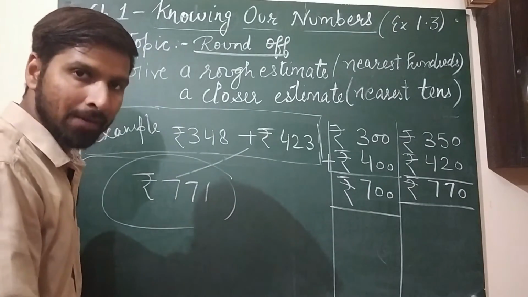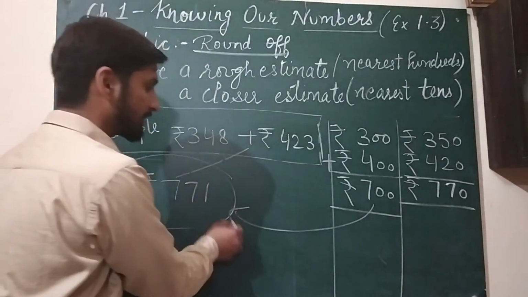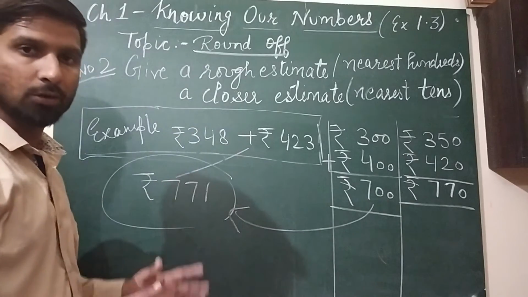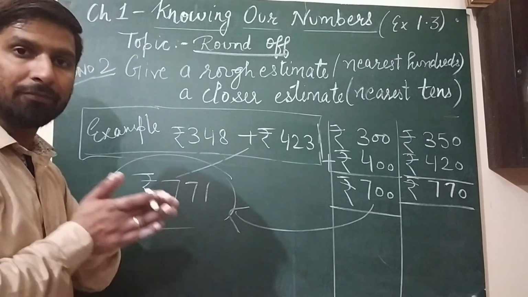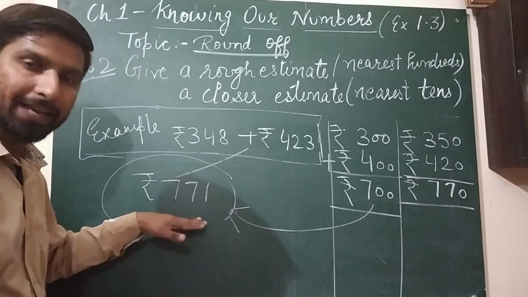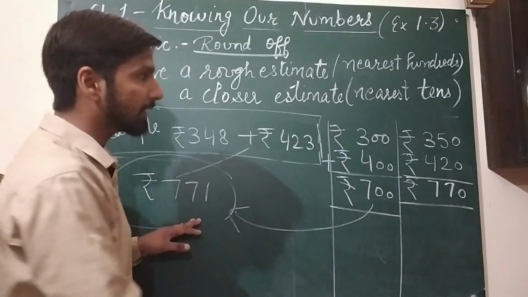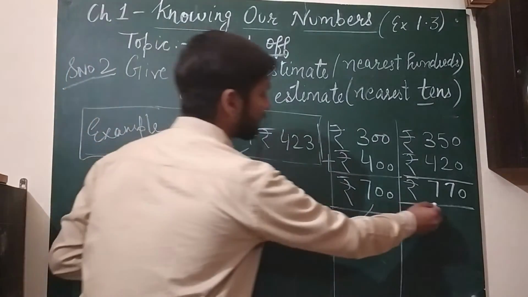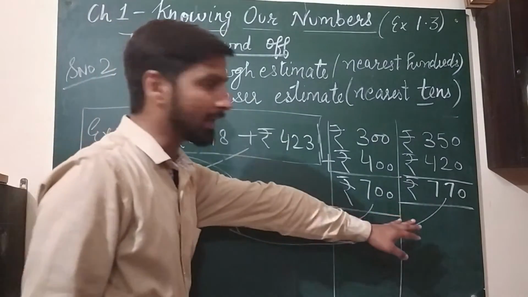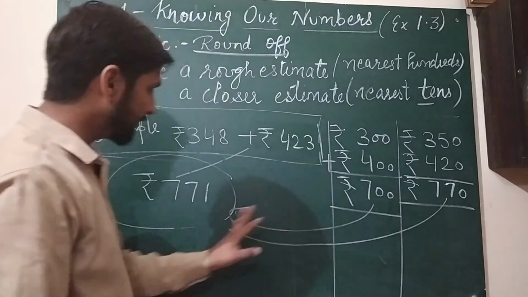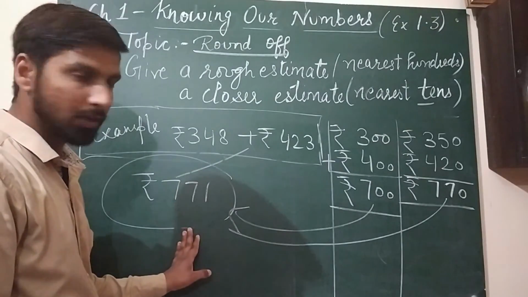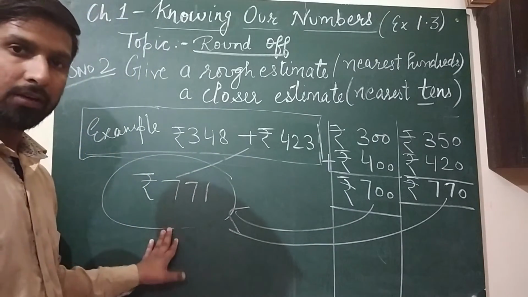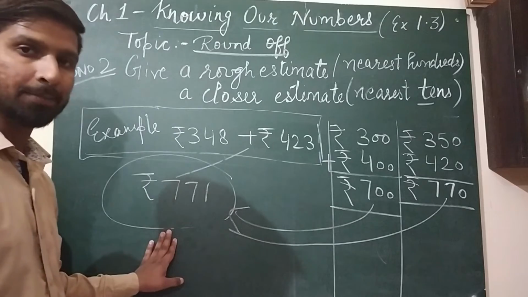A rough estimate in my mind is that almost 700 rupees I have to pay. And a closer estimate means I am finding a value which is closer to the actual amount. So for closer estimate, I am rounding off the number to nearest tens. After rounding off to nearest tens, I get a number which is actually closer to the final amount. Now I hope the concept is clear to you.